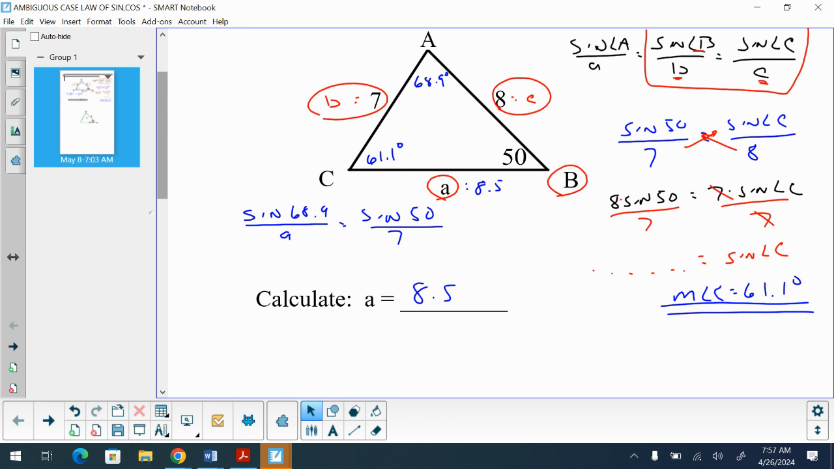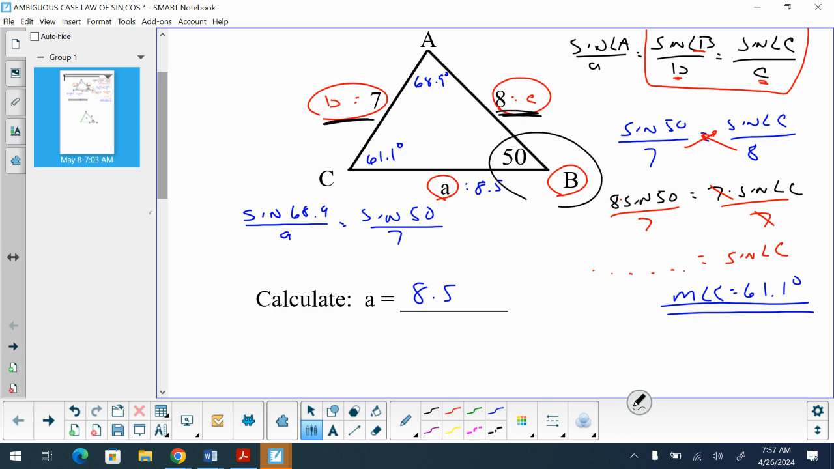And visually, if I just look at the triangle, that looks like a good triangle. We have 50 degrees, 61, 68.9. That looks like a triangle that would work. Which is correct. We did everything correctly here. But if we take a look at our given information, we have little b is 7, we have little c is 8, and we have angle B is 50 degrees.